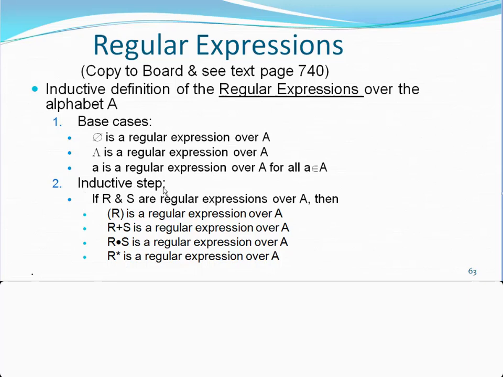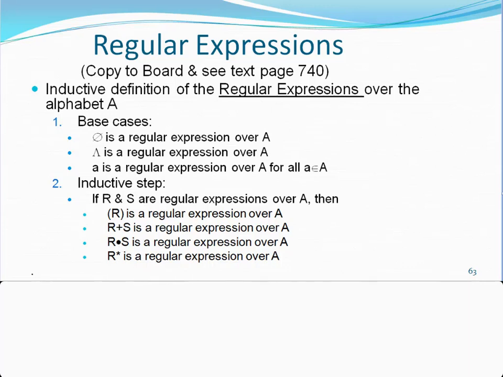And then we have our inductive step, just the same way we did with our regular languages. If you have two regular expressions, you could take one of them and put parentheses around it. You saw me doing that earlier. You can put a plus sign between the two regular expressions. You can put this dot operator between the two regular expressions, and you can star a regular expression. You could, of course, put an S here and say, S star is also a regular expression over A. But star is a unary operator. It just takes one thing, as opposed to dot, which takes two.